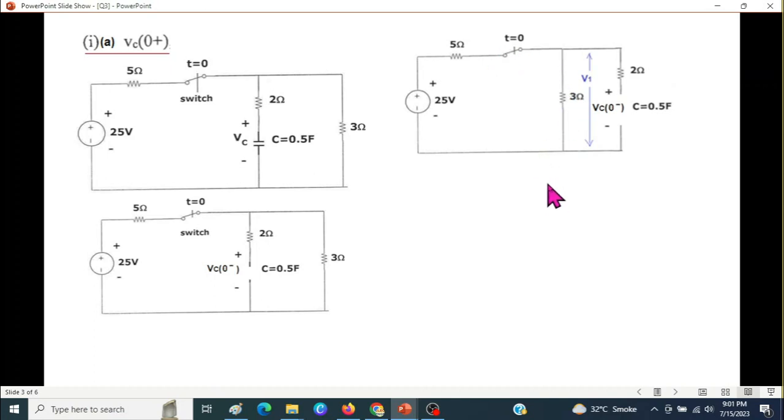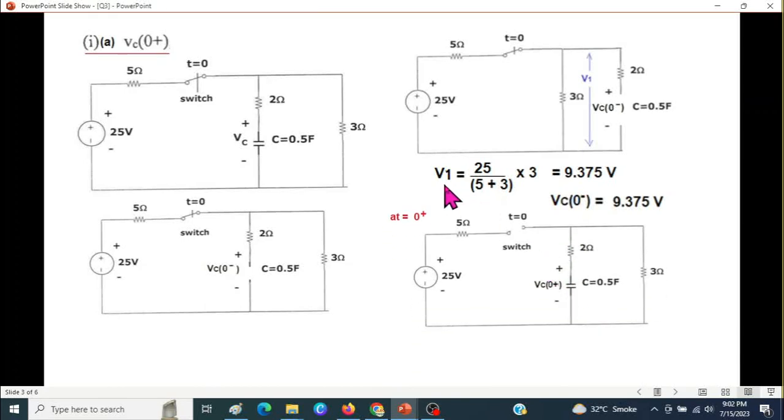From here you can very easily, by the voltage division rule, find that this voltage V1 is the total voltage divided by the total resistance multiplied by 3 ohm. So it is 9.375. So VC(0 minus) is 9.375 volt. And now we turn off the switch, we can say remove the switch, at t equal to 0.